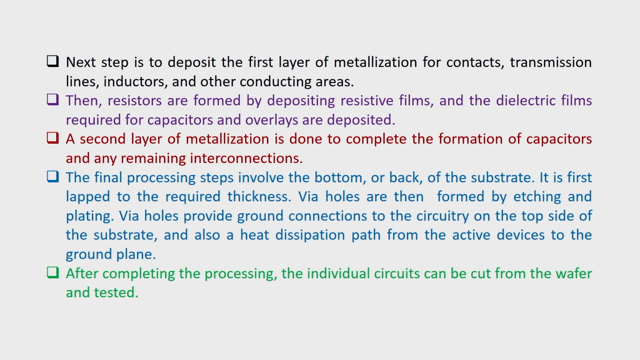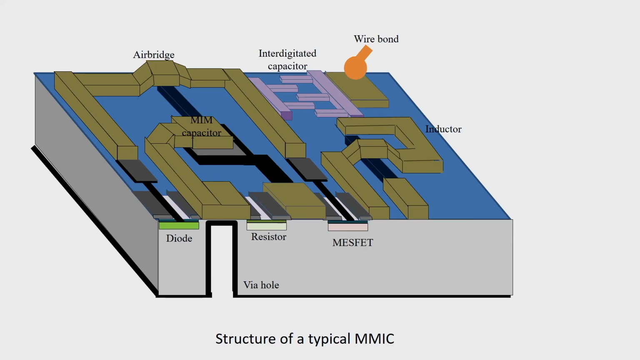After completing the processing, the individual circuits can be cut from the wafer and tested. So, we have a lot of process steps to be followed for realizing MMIC. A schematic of an MMIC is shown. Here we show, this is only a representative view of how the different components are organized.